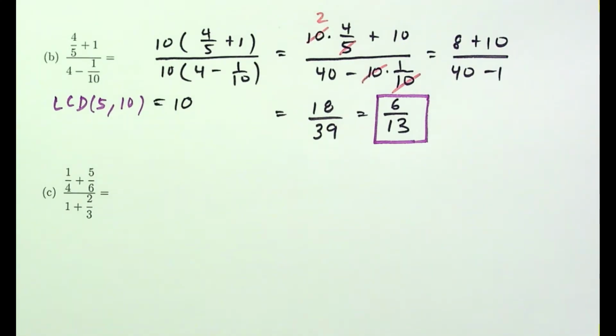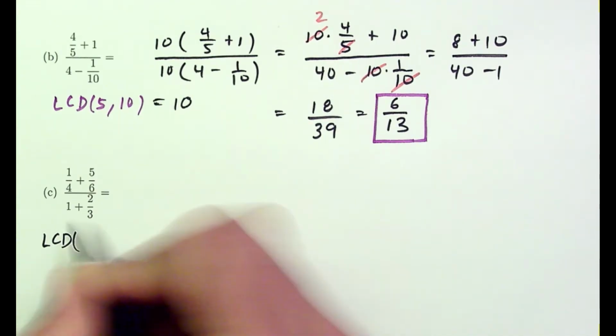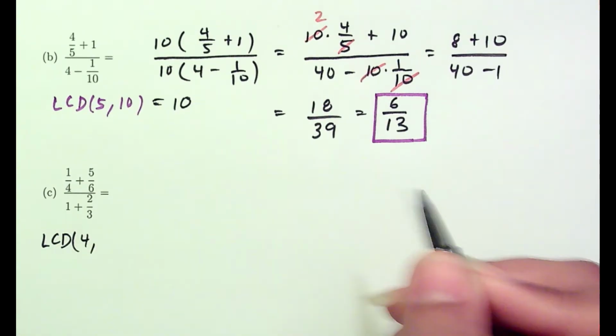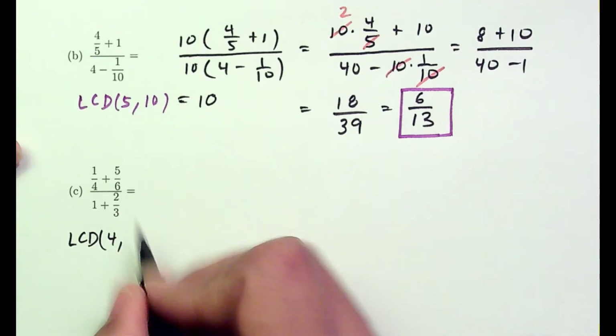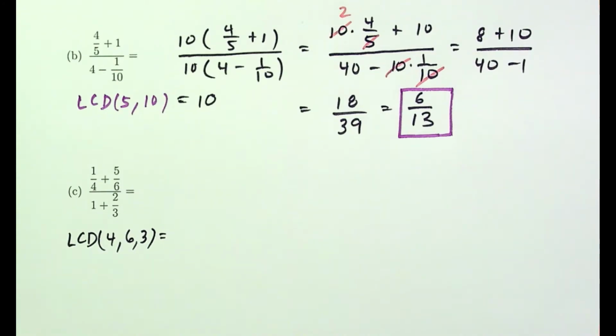Okay, let's do it. So we look at all the different fractions that we see and look at all the different denominators. I see a 4 as a denominator. I see a 6 as a denominator, and I see a 3 as a denominator. So what is the least common multiple of all these fractions? So what is the smallest number that contains all of these numbers, 4, 6, and 3 as a factor? If you say 24, that is a common denominator, but it's not the smallest one. The smallest one is 12.